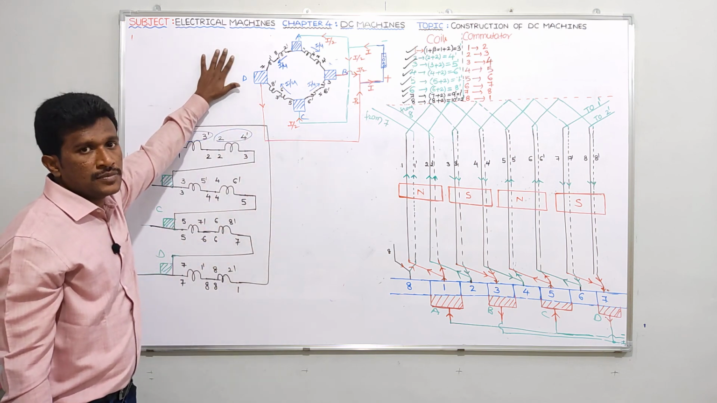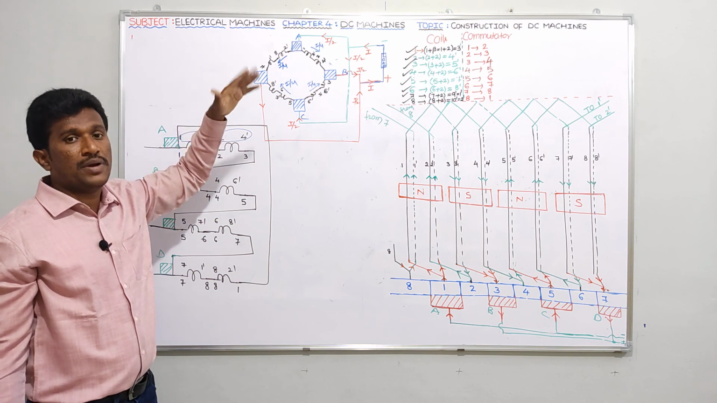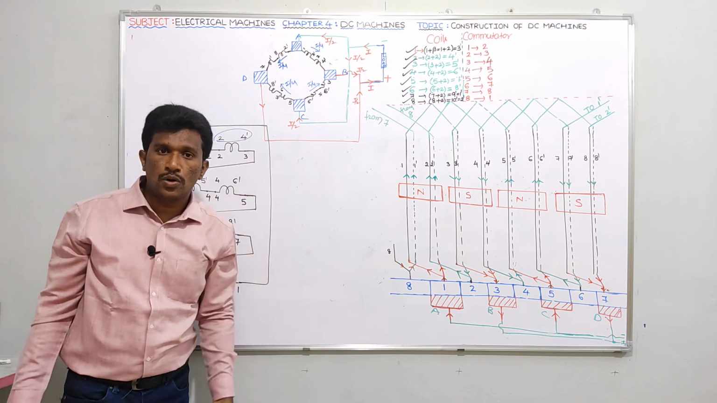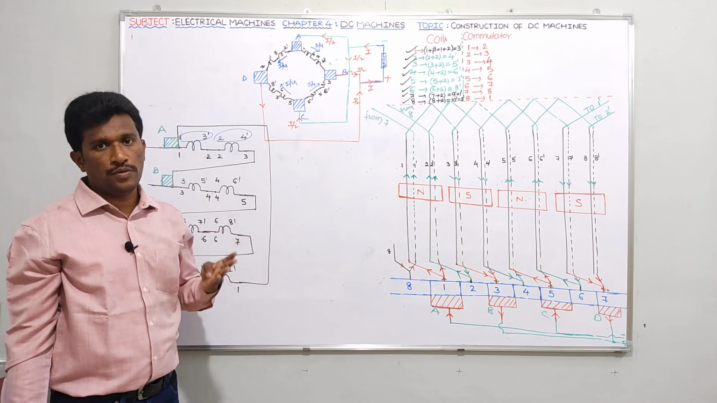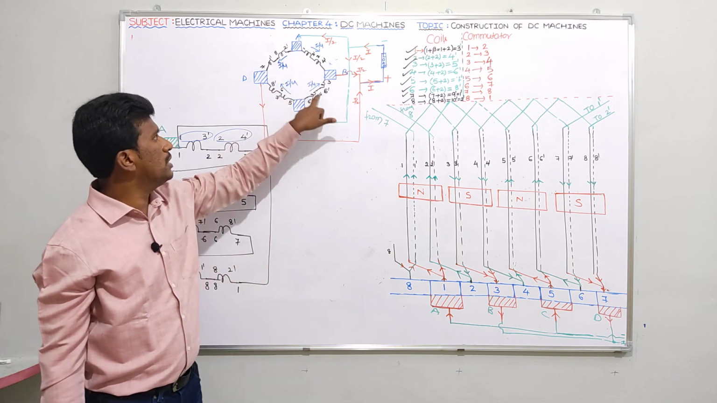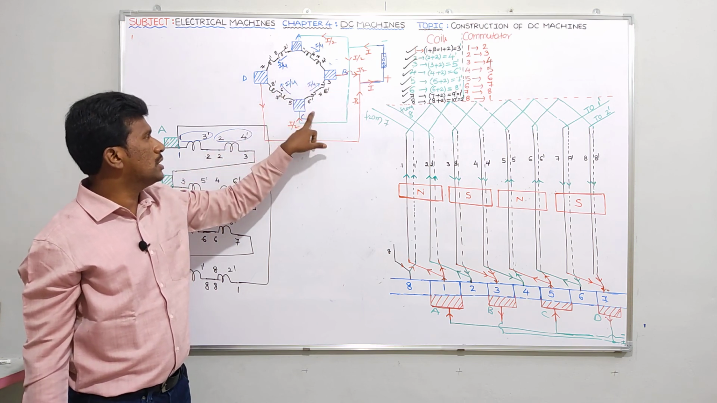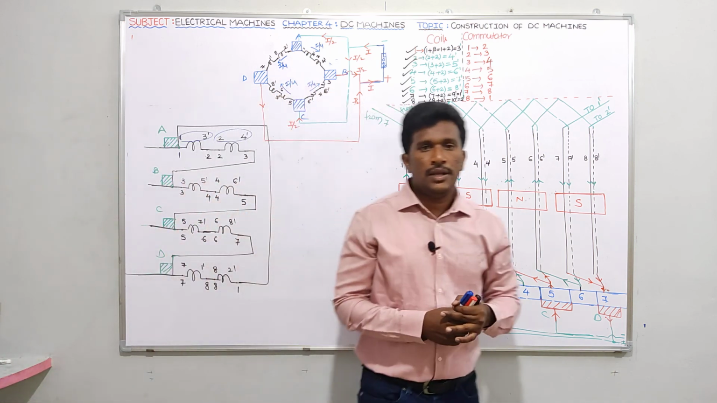So please, what is the conclusion, guys? In lap winding, if you see here, the number of brushes is equal to the number of parallel paths, I told, equal to the number of poles. How many poles have I taken here? 4 poles. Number of parallel paths, 4. See, 1, 2, 3, 4. How many brushes? 4. 1, 2, 3, 4. Is it clear? I hope you understand clearly.